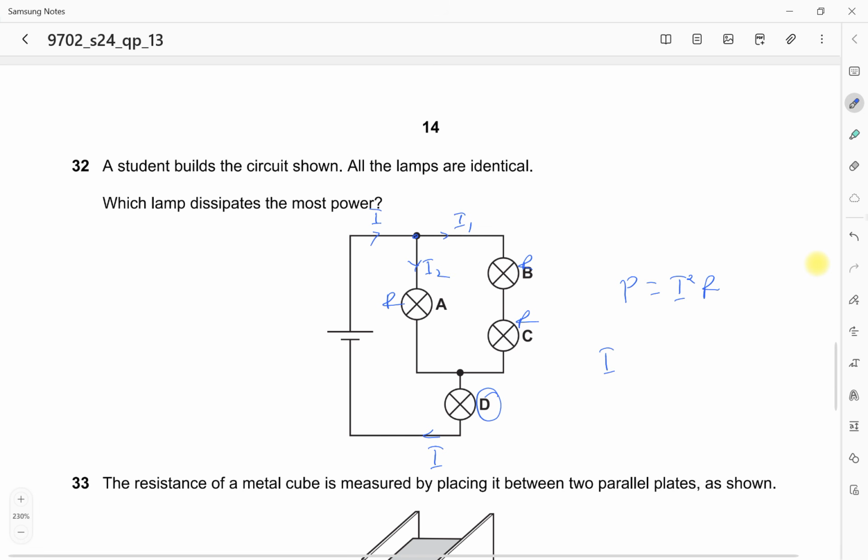So we know that I is equal to I1 plus I2. So the current going through D is more than the current going through A, B, and C. So the answer is going to be D, because it receives more current. So it dissipates more power, because the resistance of each lamp is the same. And of course, the power dissipated in each lamp depends on the current and the resistance. So since there is more current in D, from power equals I squared times R, it means more power.